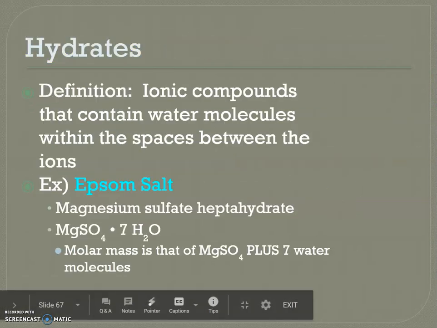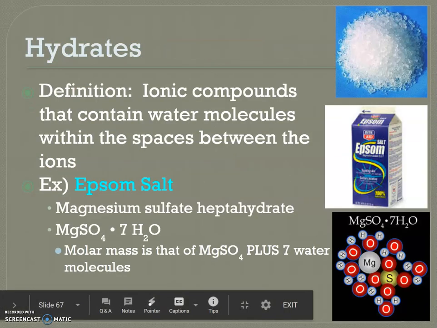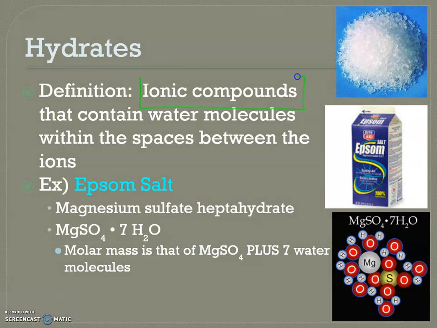Okay, and lastly, we want to pay attention to the molar mass of something called a hydrate. Hydrate means it is an ionic compound that contains water molecules. They're basically stuck within the spaces between the ions. The space between, right? The famous example of this is Epsom salt. Epsom salt is magnesium sulfate heptahydrate. Hepta means 7. Okay, and the way that the formula is written is not with an and, but with this special little dot right here.